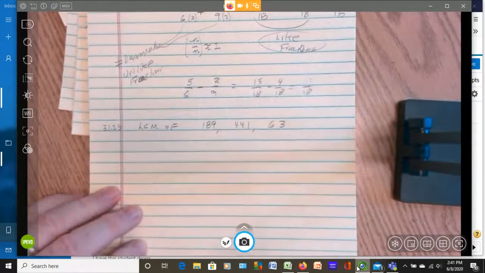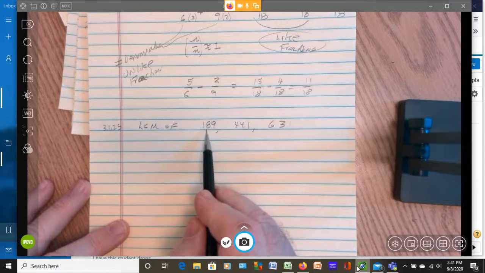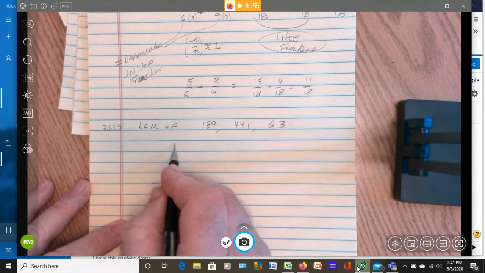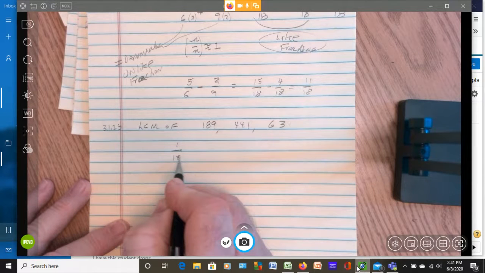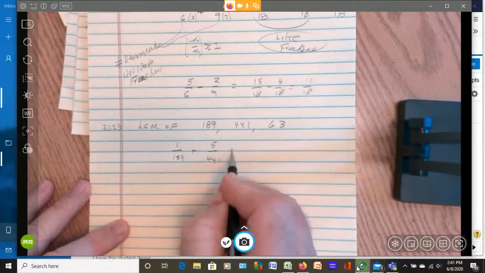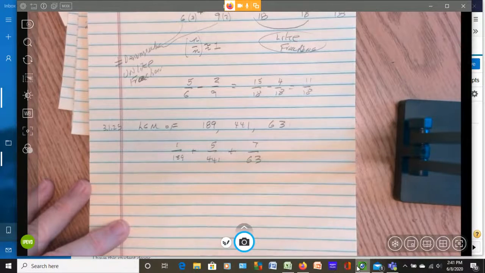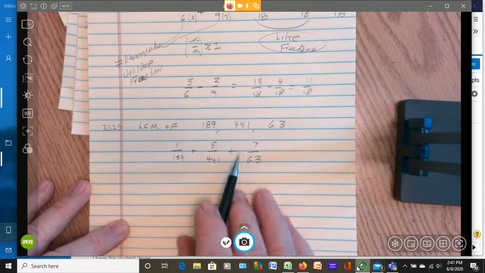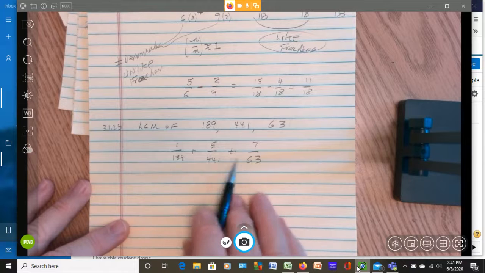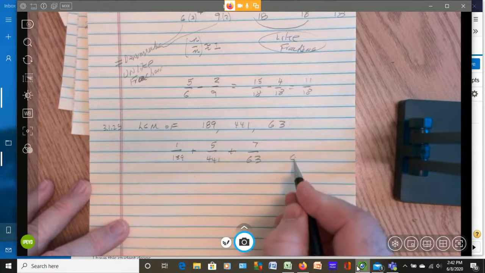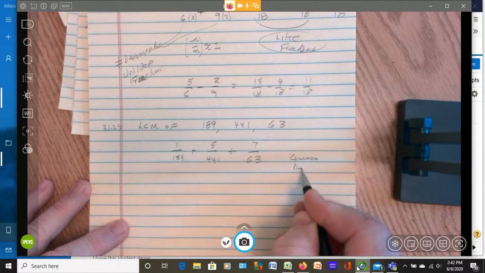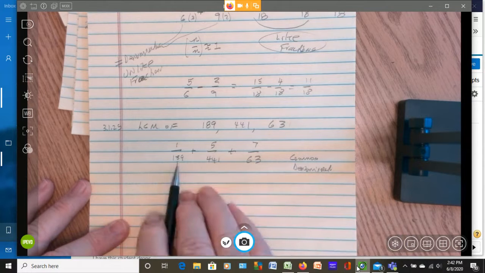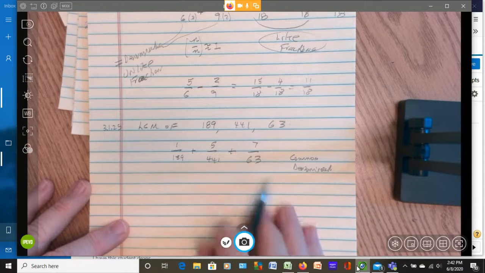And you say, well, I don't know why I would ever need to know this. Well, if you had a problem that looked like this, 1 over 189 plus, I'm making this up now, this isn't the problem. If you had these three fractions, 1 over 189 plus 5 over 441 plus 7 over 63, the only way you could add these together is you would have to have a common denominator. In other words, you would have to find some way to convert these from unlike fractions to like fractions.